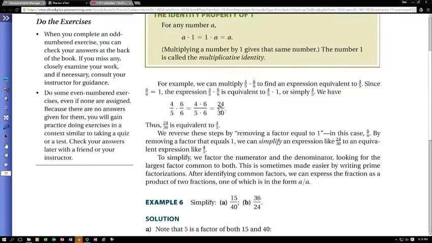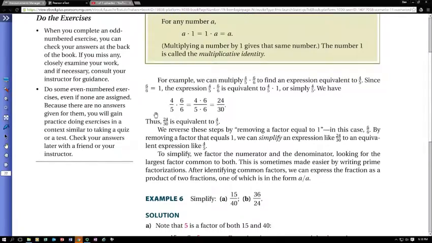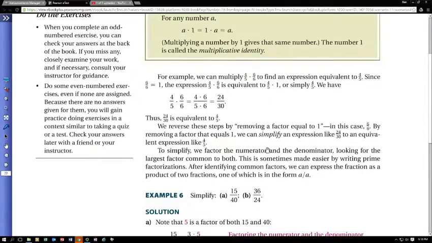This is not a simplified fraction, and we'll talk about what that means in a while too, but it also proves that these two things are equivalent. If I drew a number line and marked a dot on 4/5, and then I broke that line into 30ths, and I went 24 of those 30ths, I'd end up exactly in the same position on that number line. Okay?